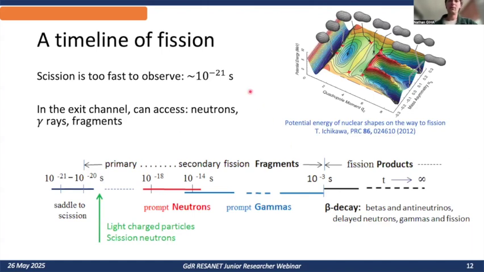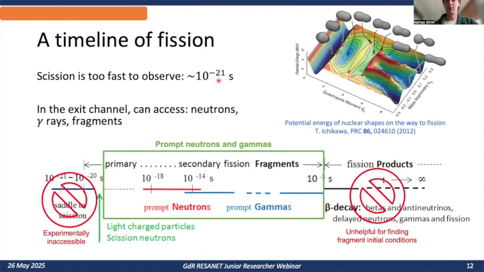Part of what makes fission difficult to study experimentally is that a lot of the interesting stuff happens extremely quickly, and you really can't see what's happening inside. The actual scission part, going from one nucleus to two, is on the order of 10 to the minus 21 seconds. And so what we're really measuring in the end, in the final state, is the neutrons that come out, the gamma rays that come out, and the fragments. You can't really get much else.